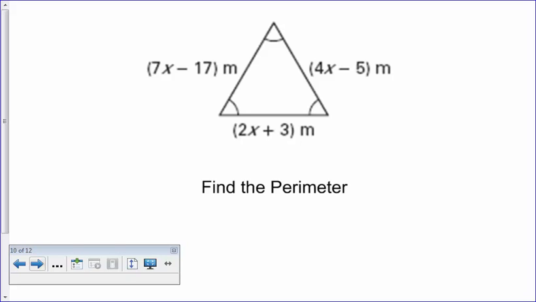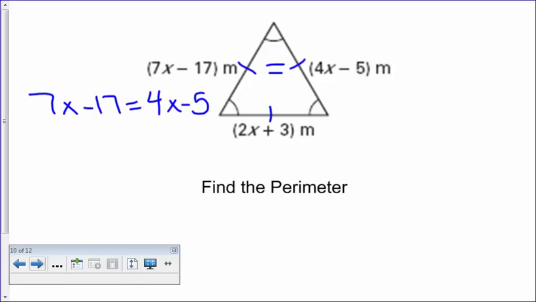This one is asking for the perimeter. So let's take a look. What type of triangle is this first? If we see that all the angles are equal, they're equiangular, that means all the sides are equal. So this is equilateral. Well, they give us 3 sides. We don't just say all 3 are equal. You can pick any 2 sides. It really doesn't matter. I'm just going to put an equal sign there and say that 7x minus 17 is equal to 4x minus 5.